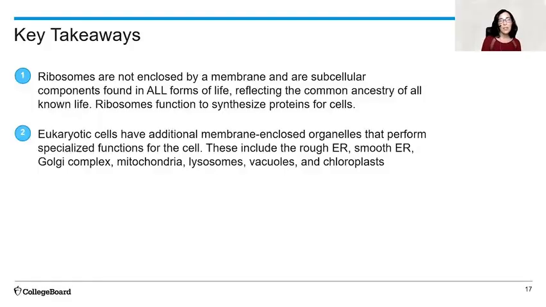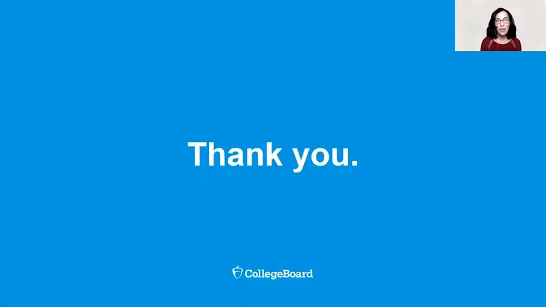So some key takeaways here are that ribosomes are not enclosed by a membrane and are subcellular components found in all forms of life, which reflects the common ancestry of all known life, and they function to make proteins for the cell. Eukaryotic cells have additional membrane-enclosed organelles that perform specialized functions for the cell as well, and we went through several of them that are listed here. So feel free to go back at any point in time and review those structures and functions as you need.